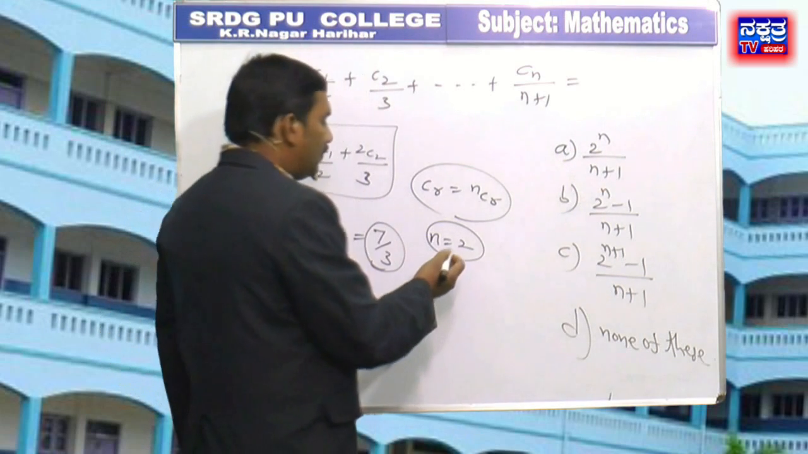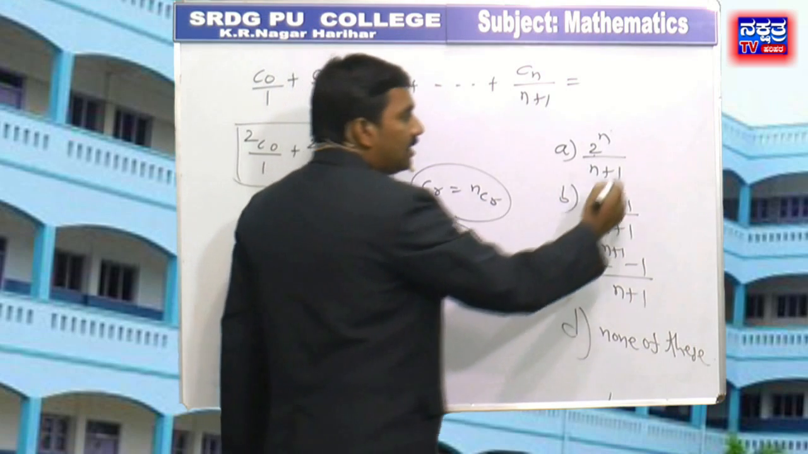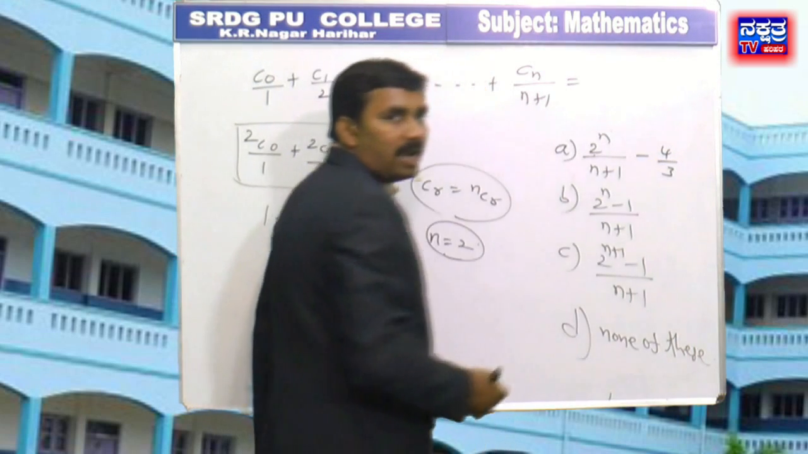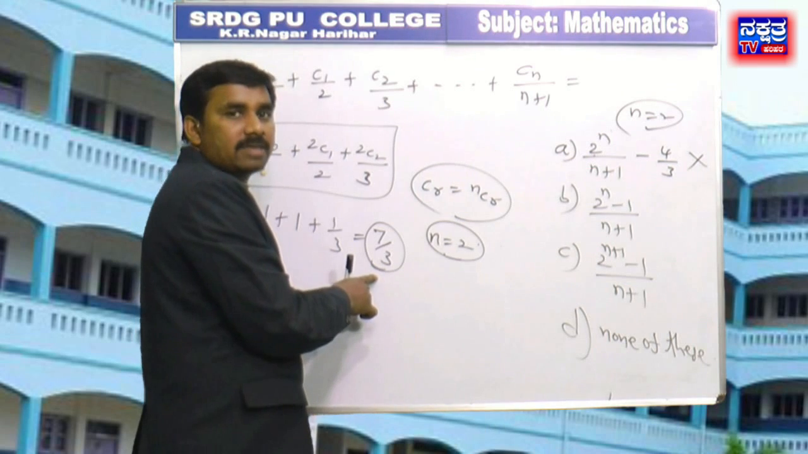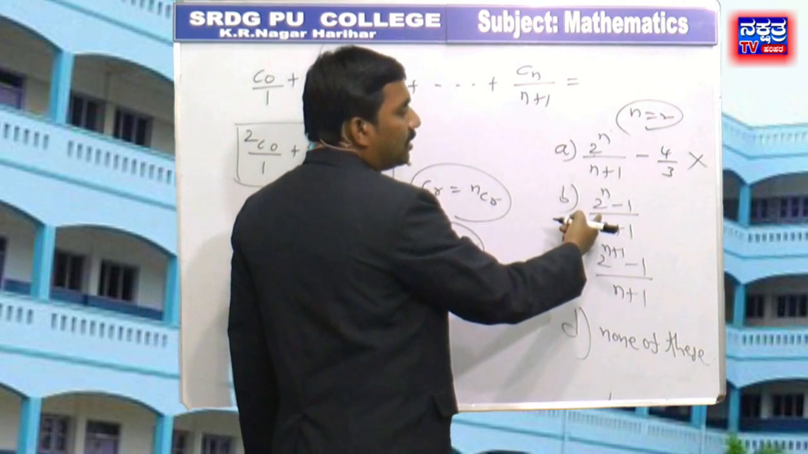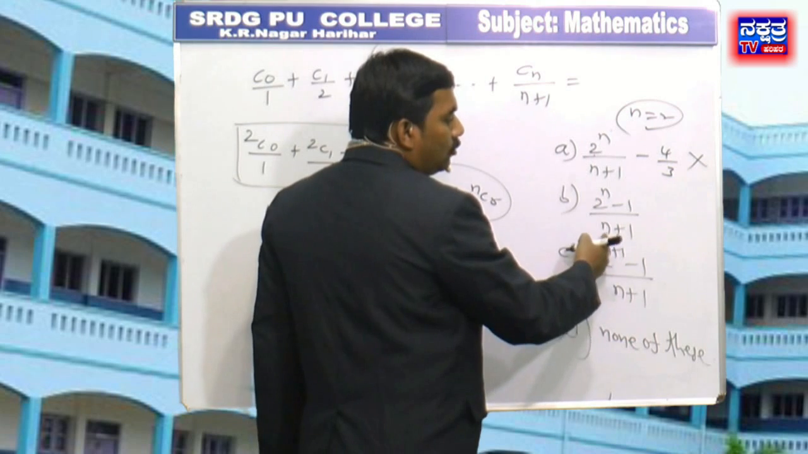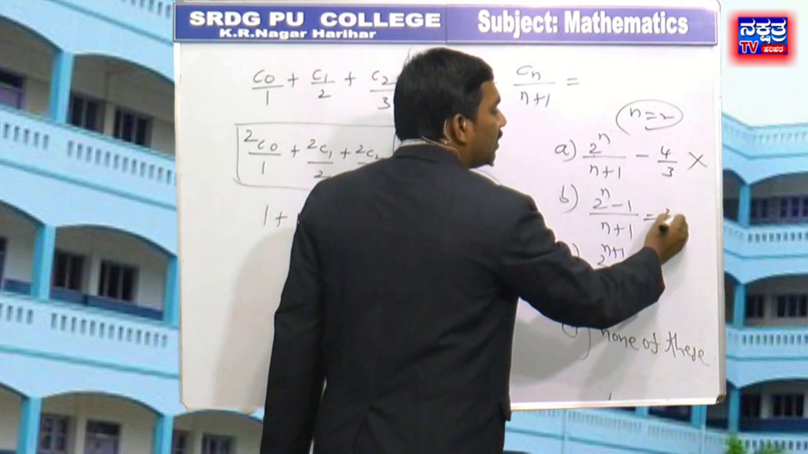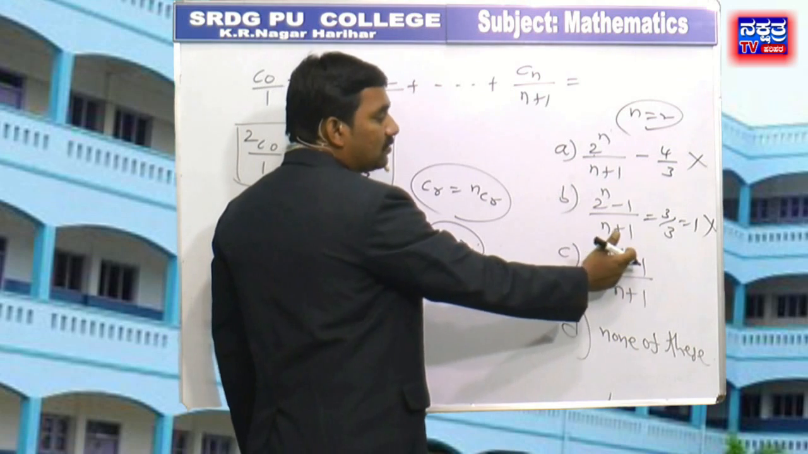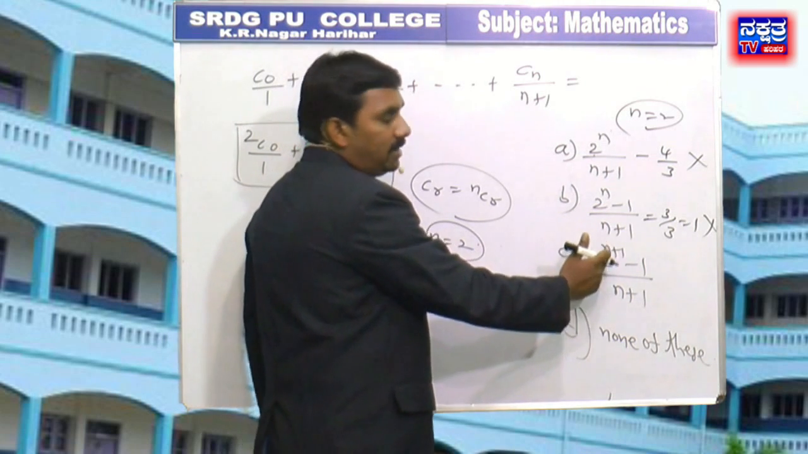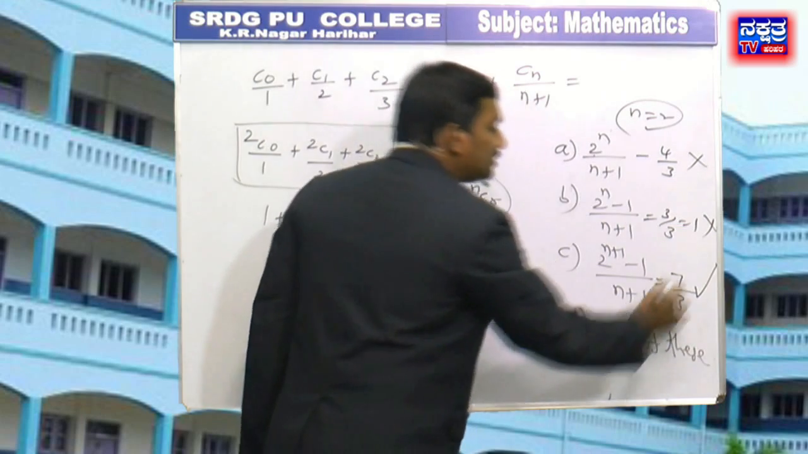See here, if you take n equal to 2, 2 power 2 is 4, 2 plus 1 is 3, so this value is 4 by 3 if n equal to 2. So it is wrong. We need the answer 7 by 3. Hence come to option B: 2 square is 4, 4 minus 1 is 3, 2 plus 1 is 3, so 3 by 3 will become 1. This is also wrong. Then here, 2 plus 1 is 3, 2 cube is 8, 8 minus 1 is 7, by 2 plus 1, 3. So this is the correct option.